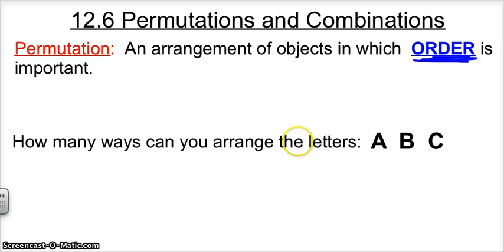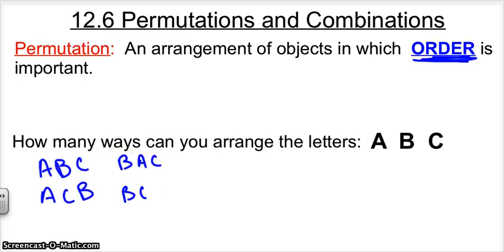How many ways can you arrange the letters A, B, C? Well, let's go through this. Starting with the letter A, we have A, and then we go B, C. We can also go A, C, B. And then we go to our B's: B, A, C, B, C, A. And then finally with C first, we have C, A, B. And then we have C, B, A. So we can arrange these three letters in 1, 2, 3, 4, 5, 6 ways.